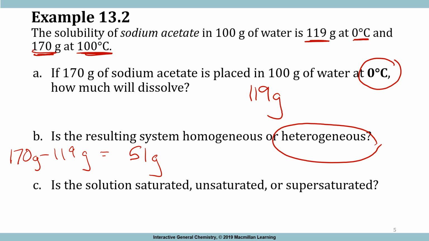And then part C, is the solution saturated, unsaturated, or supersaturated? So it's important to know the difference. If it's at saturation, meaning there's no more that can be dissolved, then it's considered saturated. If there's still room for more to be dissolved, it's unsaturated. And if it has more than the saturation level and it's homogeneous, then it's supersaturated. So because we're at the maximum capacity, this solution will just be saturated, because 119 grams was dissolved at 0 degrees Celsius.